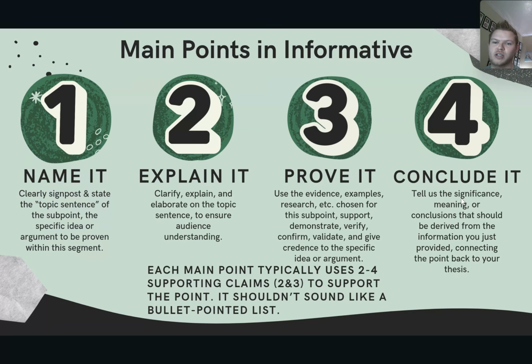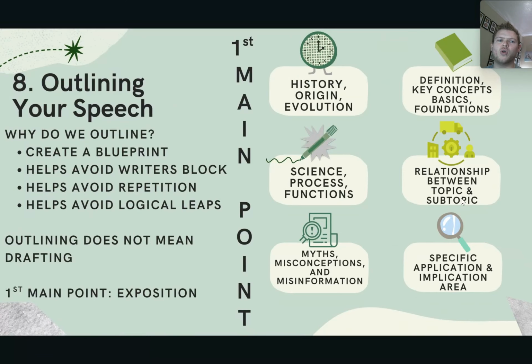And then you're going to conclude it by telling us what is the significance, the meaning, or the conclusions that should be derived from the information that you just gave us. So each main point typically has between 2 to 4 supporting claims. So for each of those 2 to 4 supporting claims, you're going to explain and prove them. Your speech should not just sound like a BuzzFeed listicle. So what about first main points? Let's dive into the 3 main types of first main points.